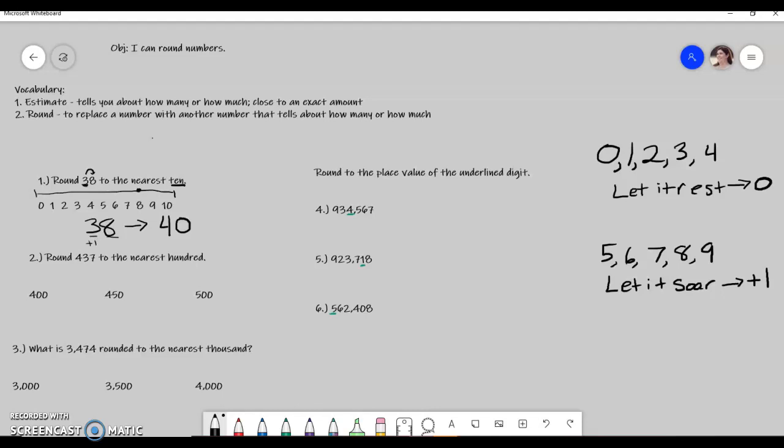So now let's try that with this number. Round 437 to the nearest 100. So here's my little number line. This time I didn't do it for 1 through 10. This time I did 400, 450, and 500. Now we're going to estimate where 437 would be on this number line. But first, where do we need to round to? We need to round to the nearest 100. So I'm going to underline that hundreds place so that way I don't forget what I'm rounding to. So okay, now 437 on a number line.